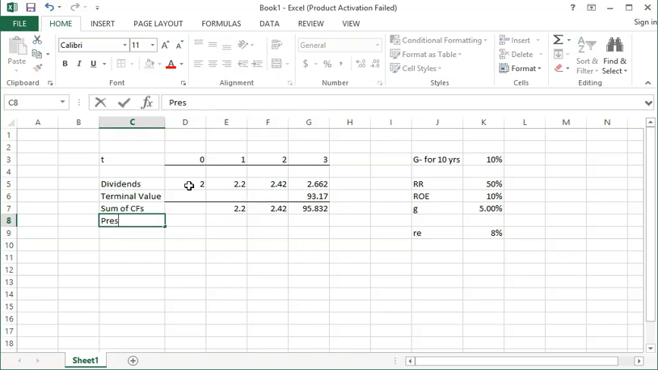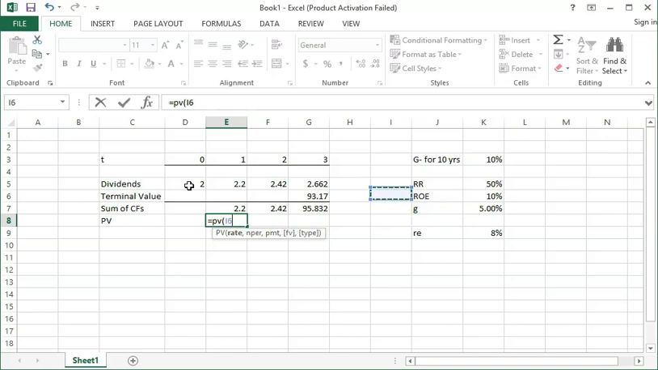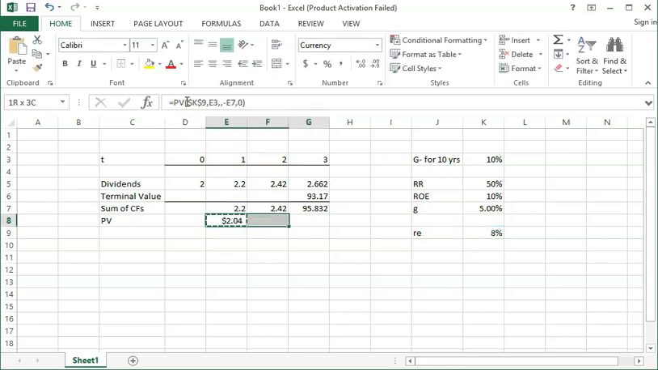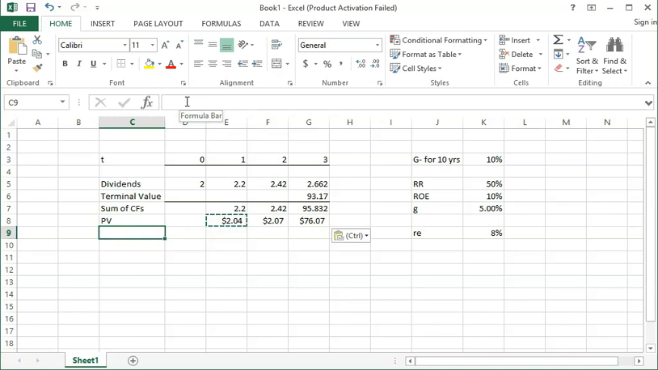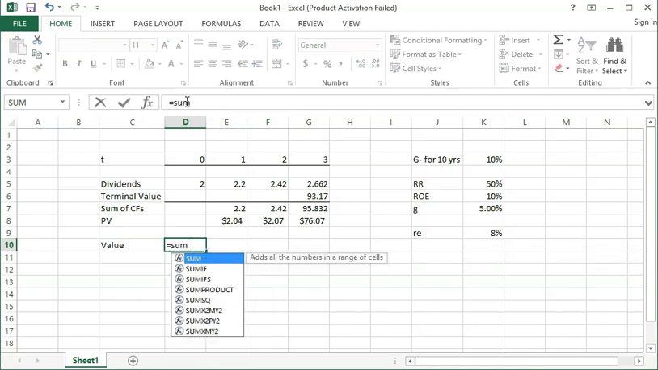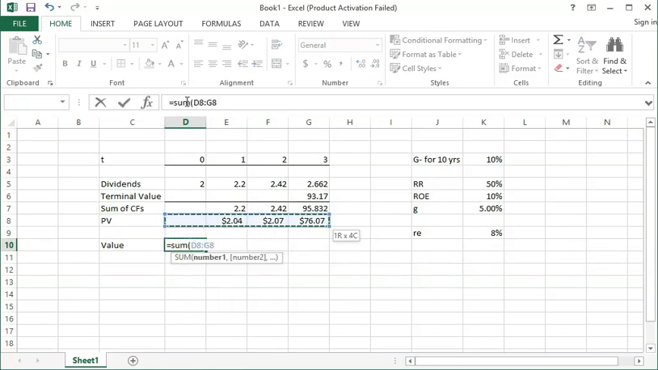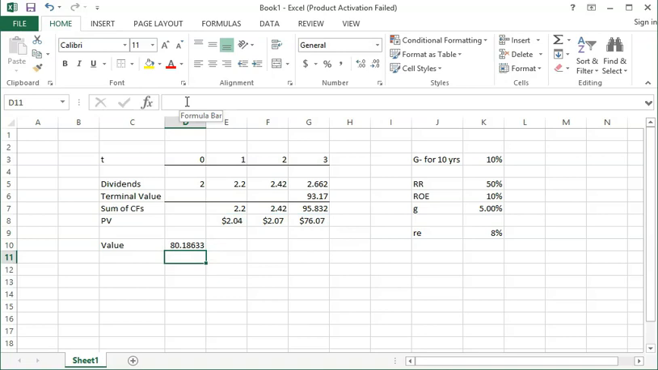And we calculate present value. For present value, simply the same formula, equals PV. Rate is 8%. Period here. Payment nothing. Future value negative of this. End of the period. I will lock the rate cell because the rate wouldn't change, and I will drag it. Then the value as of today would be the sum of all these present values. It is 80.2.